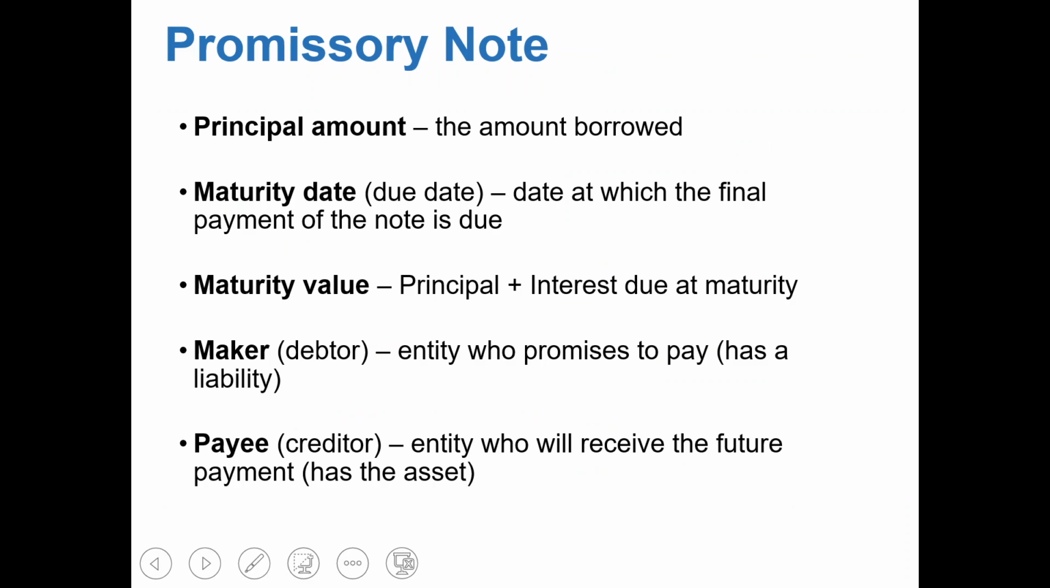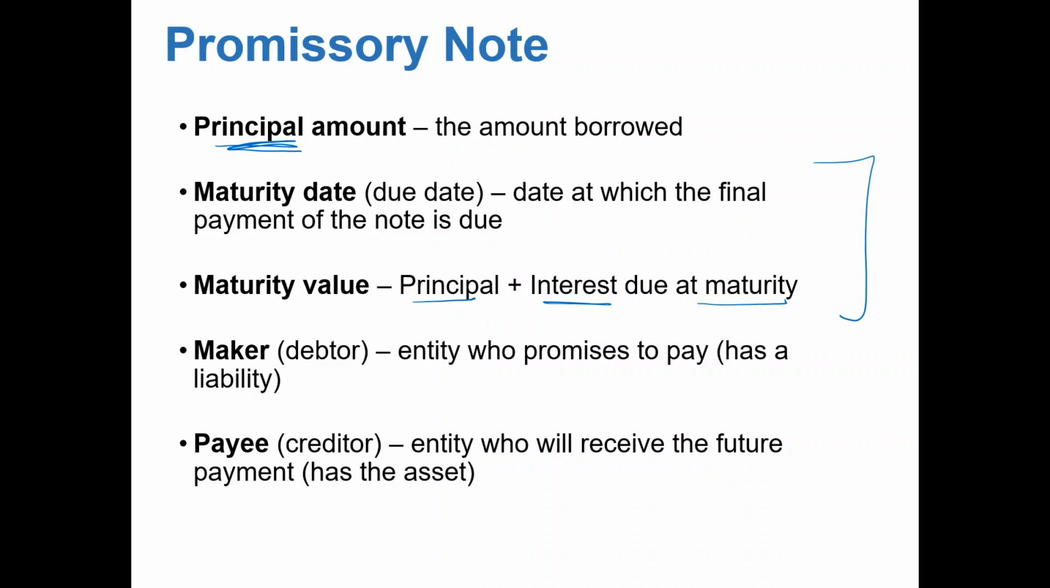So these are some terms that you need to know about promissory notes and notes receivable. The principal amount, that is the amount that you borrowed. So if someone borrowed $5,000 and had a note put in place, that is the principal amount. The maturity date is the due date. So that's when the final payment of the note will be made. Maturity value is the principal plus the interest amount, and it's the amount due at maturity.